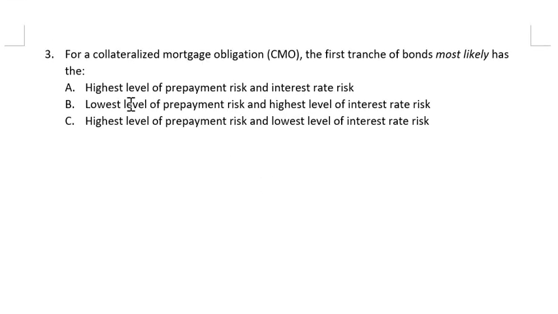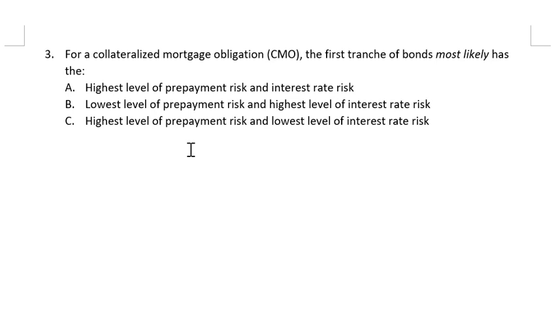Question 3. For a collateralized mortgage obligation, the first tranche of bonds most likely has the A. highest level of prepayment risk and interest rate risk, B. lowest level of prepayment risk and highest level of interest rate risk, C. highest level of prepayment risk and lowest level of interest rate risk.